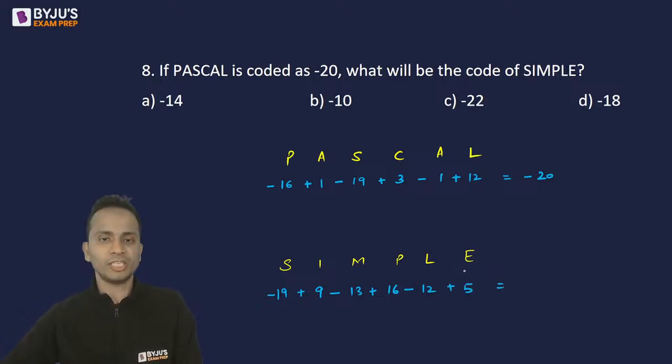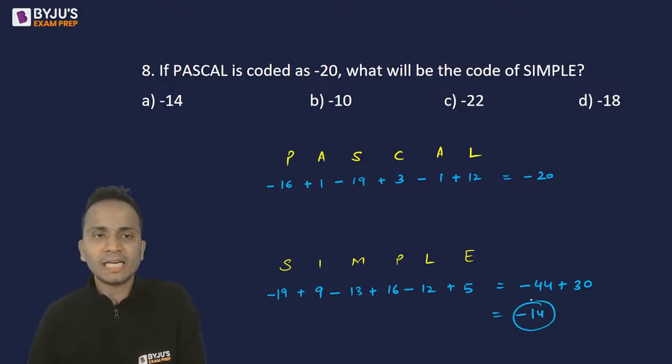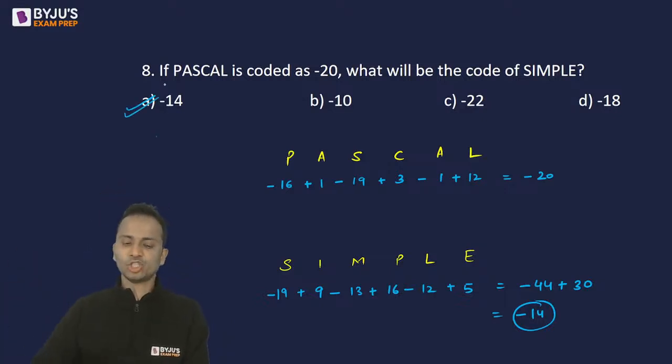ये आंसर होना चाहिए. So minus 19 minus 13 is minus 32, minus 44 plus 30. So minus 44 plus 30, that is minus 14. I am getting minus 14 as the answer. Minus 14 is among the options, and the correct answer is option A.